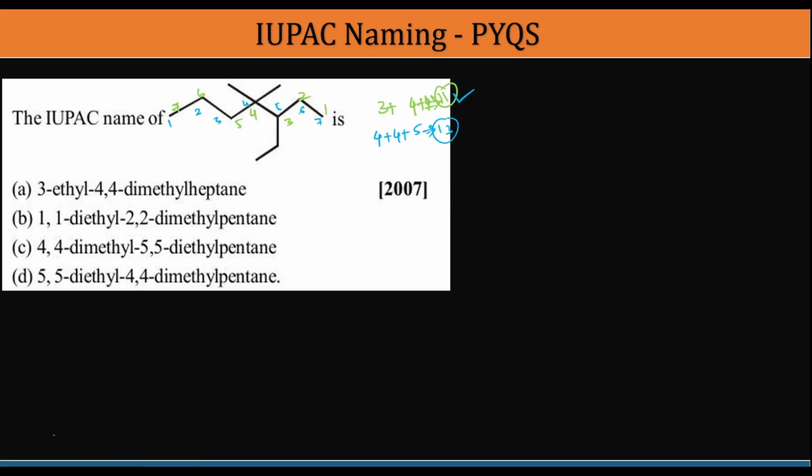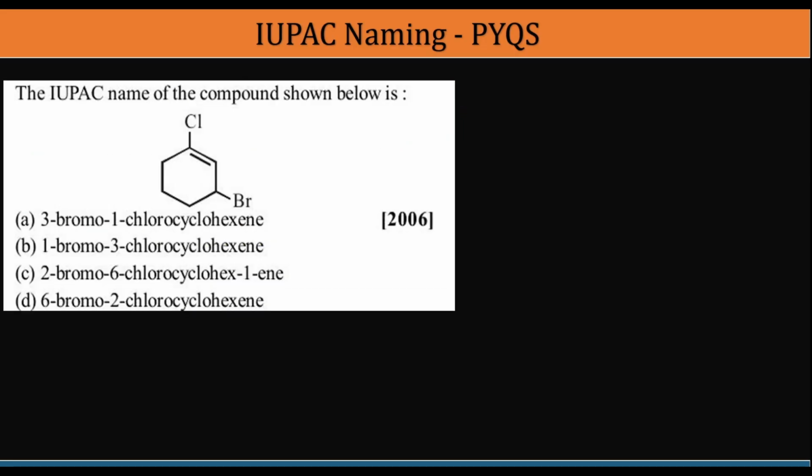According to this, first we have to write ethyl. This is 3-ethyl and 4,4-dimethyl. How many carbons are there? 7, so heptane. Simple. First option: 3-ethyl, 4,4-dimethylheptane. It is not 1,1; we have to select the longest chain, but they didn't select the longest chain over here. And here also it is wrong. This one is also wrong. Yeah, this is the correct option.